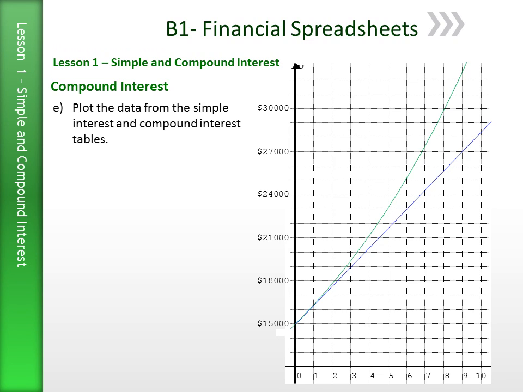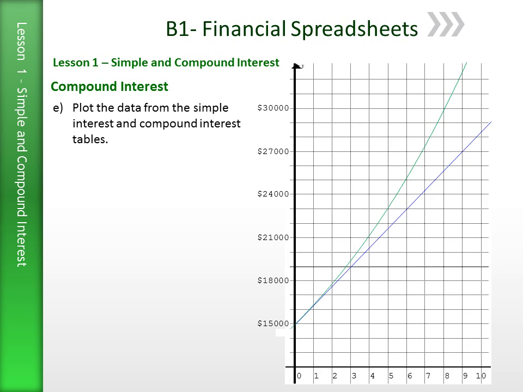We're now going to plot the data from the simple interest and the compound interest tables. There are two things on this plot that I really want to make sure that you show. The first is that the graph will start at the value of the principal, in this case 15,000, so it's going to be above the x-axis.